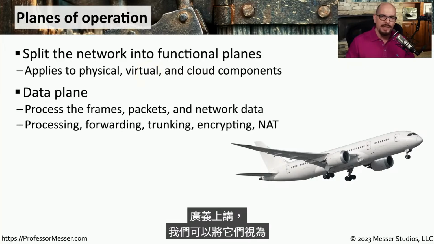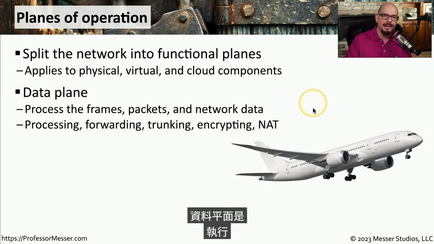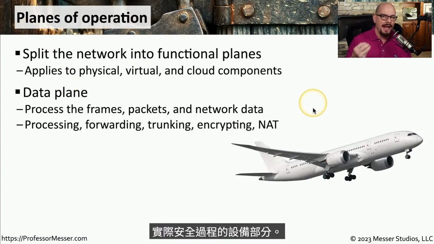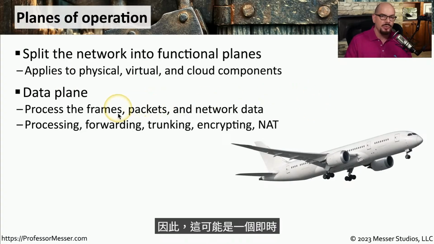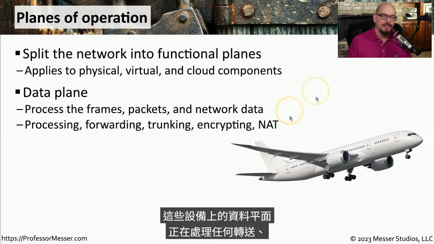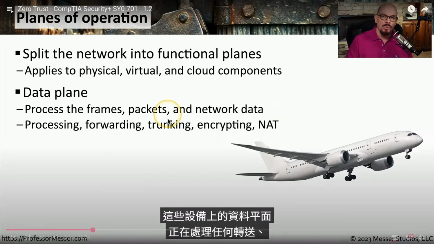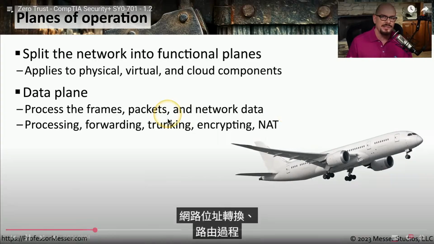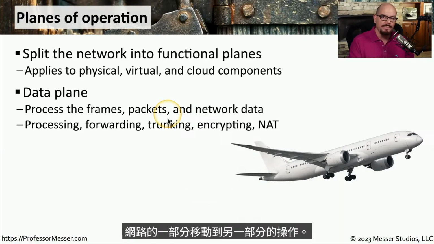Broadly speaking, we can look at these as having 2 different planes of operation. One of them is the data plane. The data plane is the part of the device that is performing the actual security process. So this might be a switch, router, or firewall that's processing frames, packets, and network data in real time. The data plane on these devices is processing any forwarding, network address translation, routing processes, or anything else that helps move data from one part of the network to another.